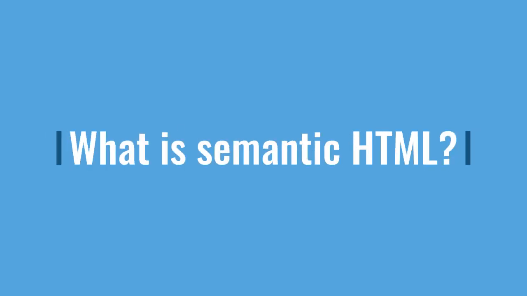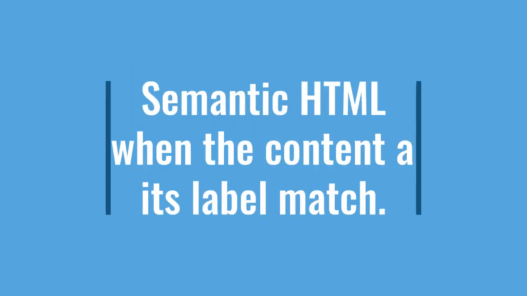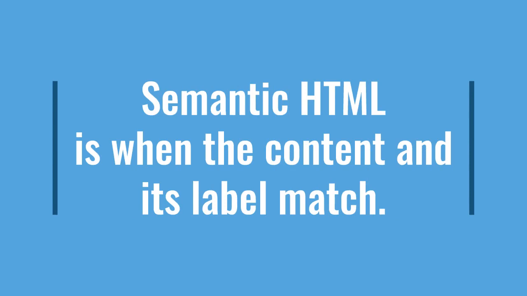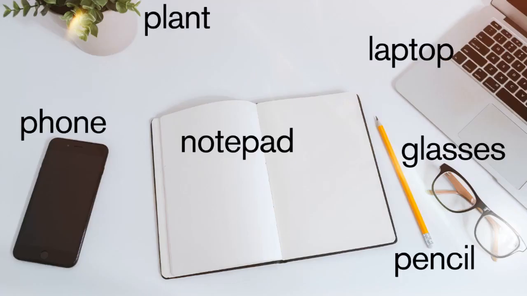What is semantic HTML? Let's start with the HTML. HTML is content with a label that indicates what that content is. Semantic HTML is when the content and its label match. Here's some content. Now let's label it.